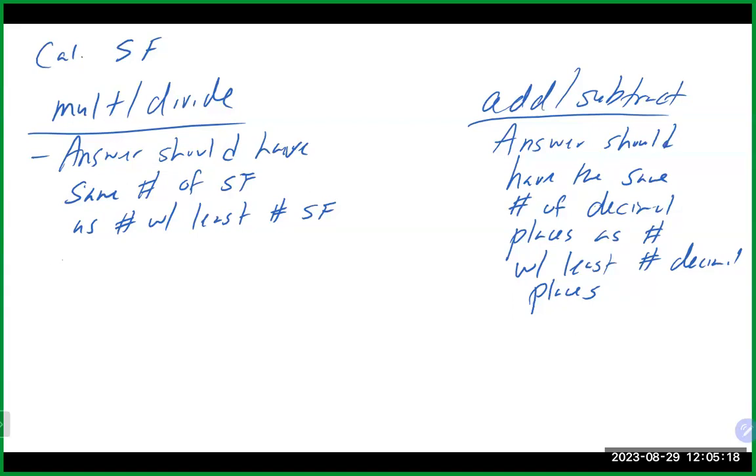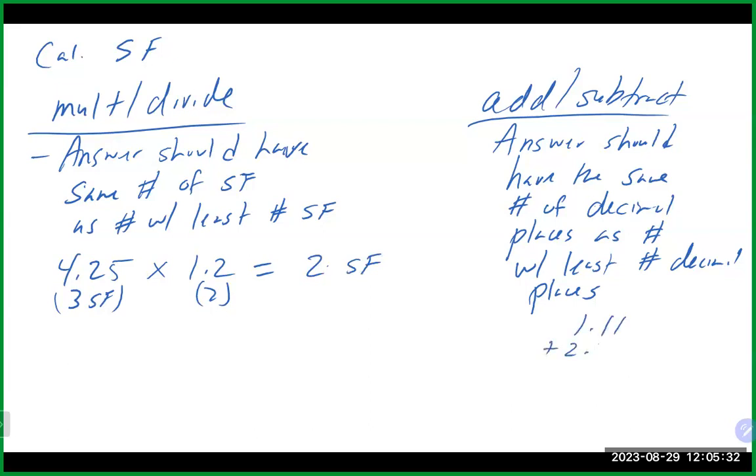So for doing, like, 4.25 times 1.2, that is 3 sig figs, that is 2 sig figs. Answer should have 2 sig figs. For adding 1.11 plus 2.0, that gives us 3.11. That is 1 decimal place. That is 2 decimal places. Answer should have 1 decimal place, which is 3.1. 3.1 has 1 decimal place, but only how many significant figures? 2 significant figures. Those are 2 different things.